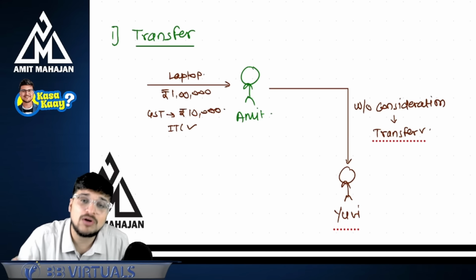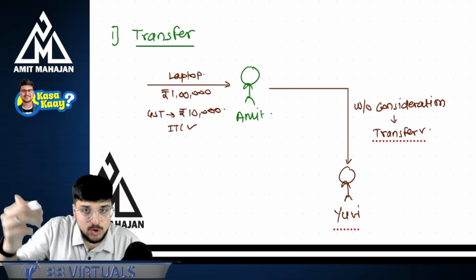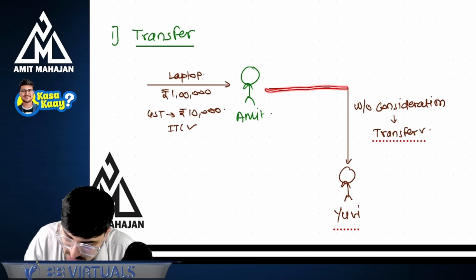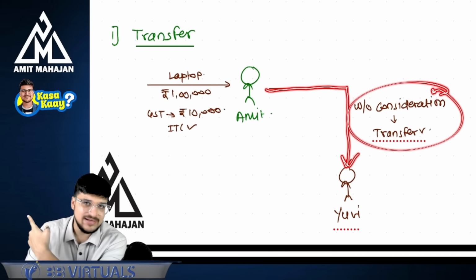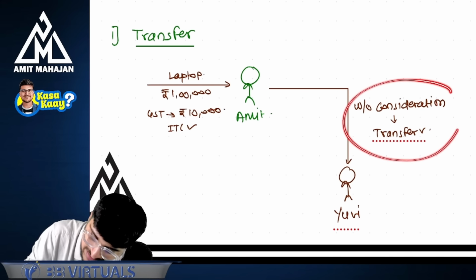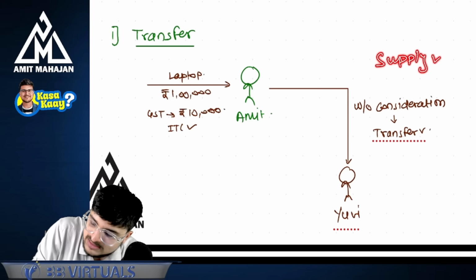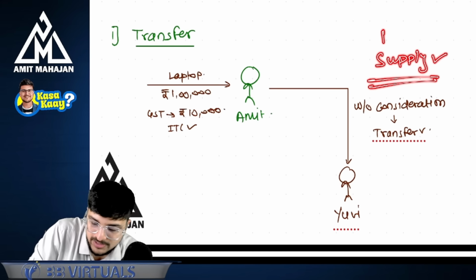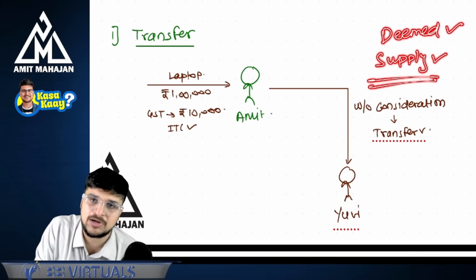And for that, what did they do? For reversing this ITC, they made one mechanism. They said, whatever transfer you have made without consideration, you should not have taken the ITC, but you have already taken it. So we will call this transaction a deemed supply, and we will charge GST on this particular transaction.